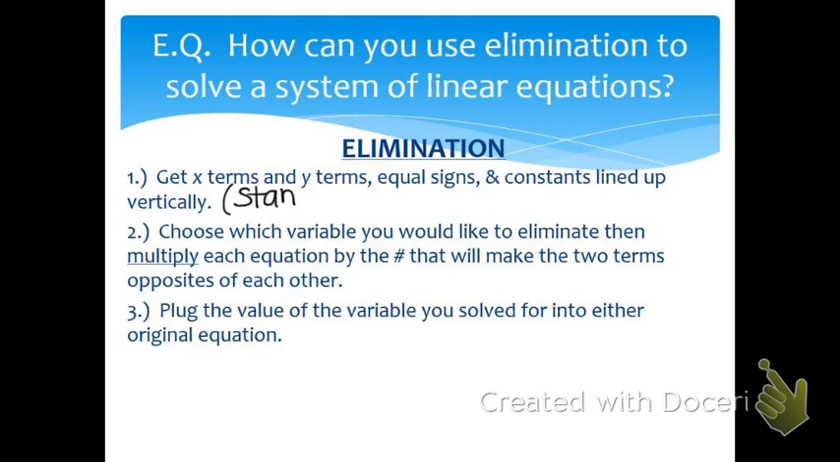Anybody remember standard form? No? ax plus by. Good. ax plus by equals c. So if each equation is written in standard form, then you can make sure vertically that the x's, the y's, and the constants are all lined up. Now, step 2 is where the bulk of the work is going to fall. It says choose which variable you'd like to eliminate. So you get a choice.